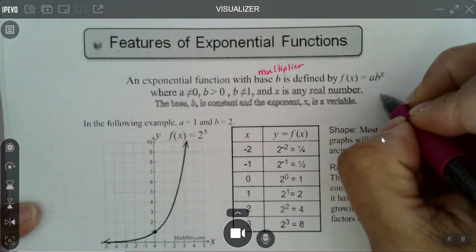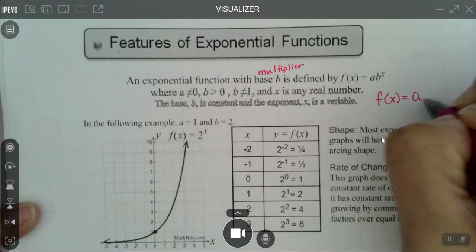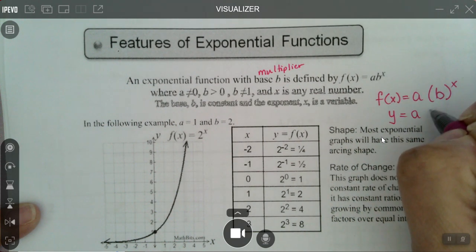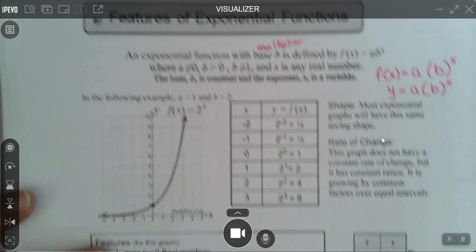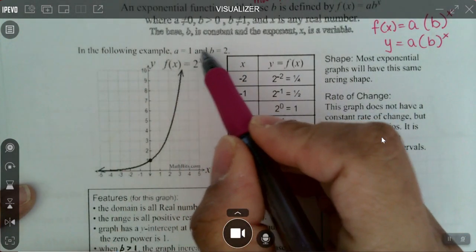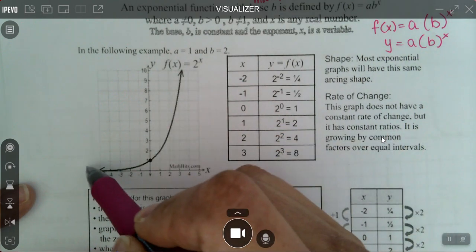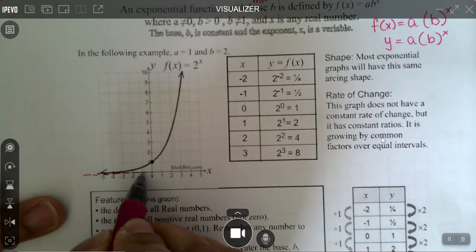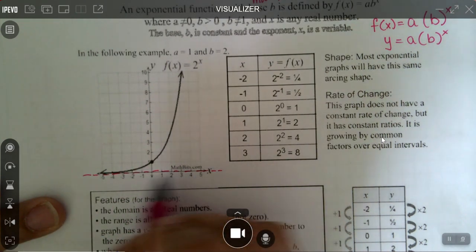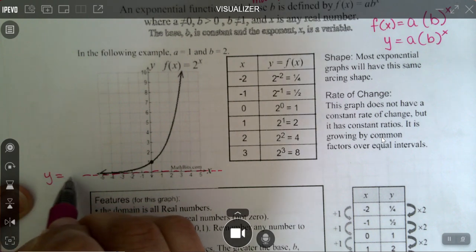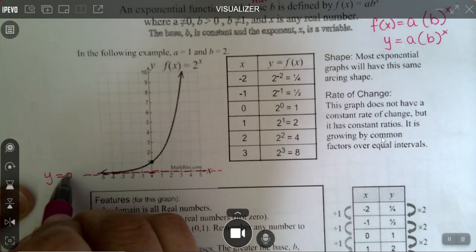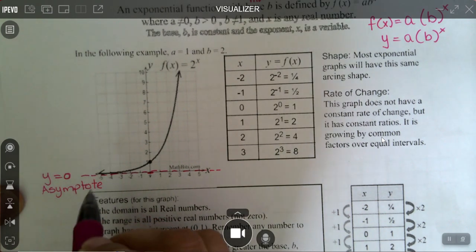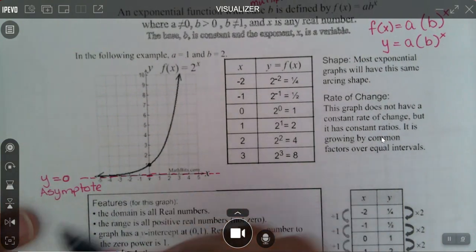It's basically defined by f of x equals a b raised to the x, or y equals a b raised to the x. In the following example, your a equals 1, your b equals 2, and it has this pattern. One of the key features is that there is an asymptotic value right here. The function will forever approach this horizontal line. In this case, it happens to be 0. But it'll never reach it, and it'll never cross it. You can't cross something that you can't reach.